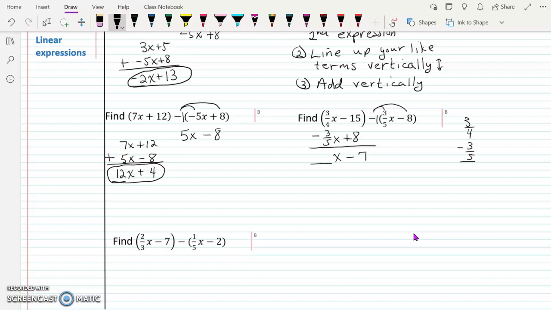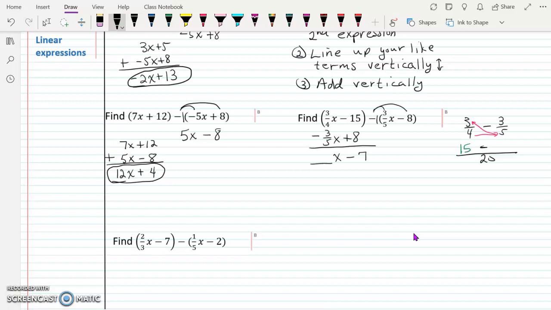So just like yesterday, I think I'm actually going to put these beside each other and use my hourglass method to subtract these. So I'm going to multiply 4 times 5 to get my common denominator of 20. Then I'm going to multiply 5 times 3 to get my numerator on the left, which is going to be 15.